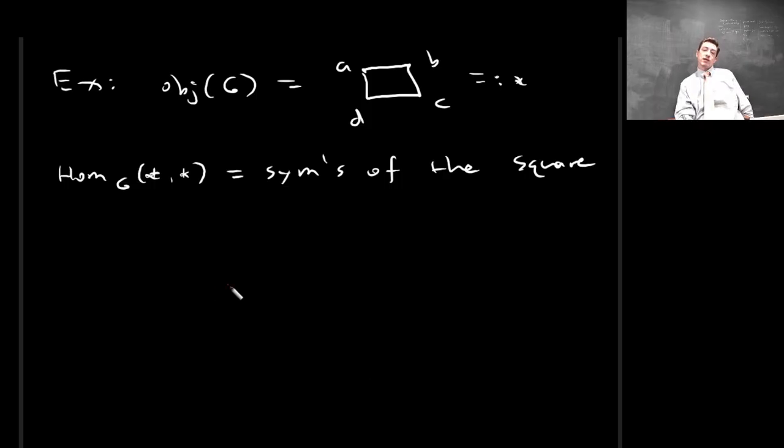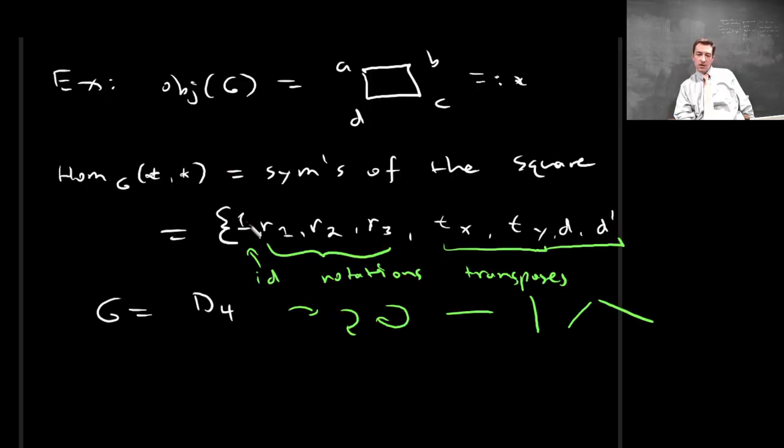As a different example, we could take the square and label the corners A, B, C, D. We'll call that our star, and then Hom_G(star, star) is just going to be the symmetries of the square. That would consist of the identity, three different rotations, 90, 180, 270, and then the different reflections: the x reflection, the y reflection, and the two diagonal reflections. So this is the dihedral group of symmetries of the square, dihedral D4.